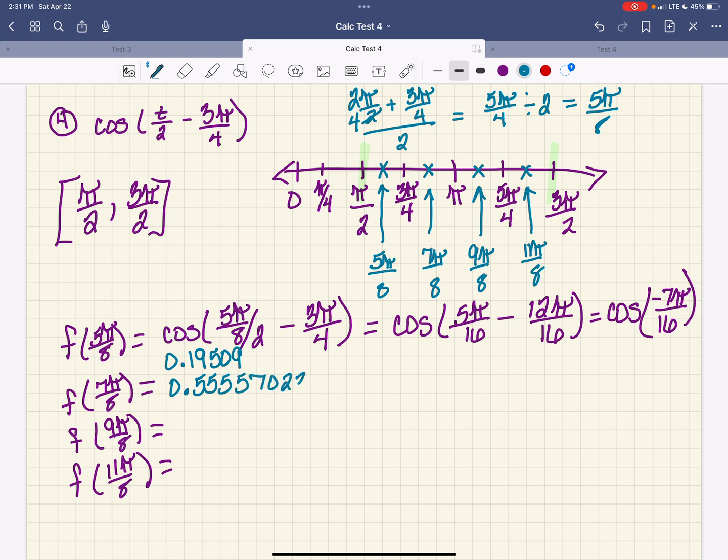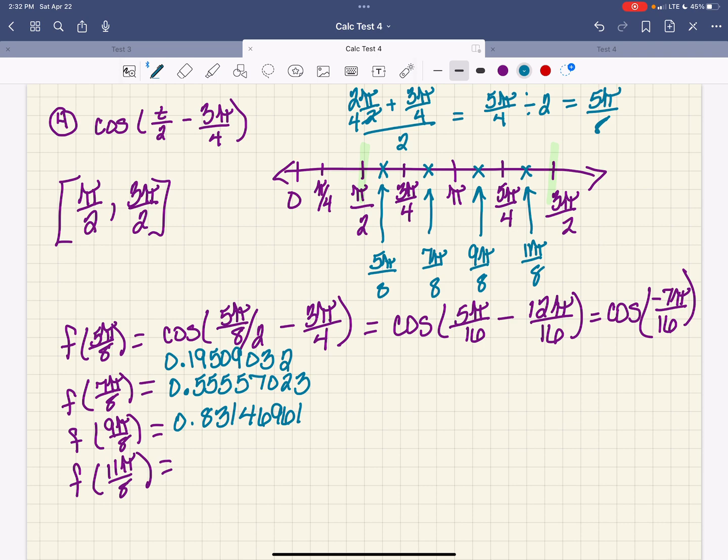0.55557023. Okay, and I'm just putting a lot of decimals down, and 4 or 5 would be fine. I'm just going ahead and writing them all down. And then I've got f of 9 pi over 8. So I plug 9 pi over 8 in for t, and I end up with 0.8314691. And again, if you went to 4 or 5 decimal places, you would be fine.